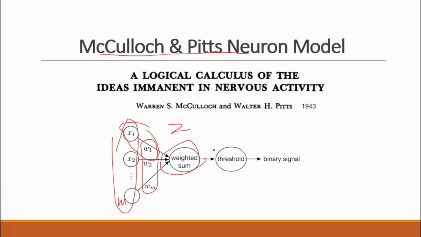This value is then passed on to the threshold function, and when the signal reaches a certain threshold, a corresponding signal gets transmitted. The binary signal means 0 or 1 in this context. 0 is transmitted if the value of the weighted sum is below the threshold, and 1 is transmitted if it is above the threshold. But we will see that in more detail when we talk about the perceptron learning rule and the perceptron model.